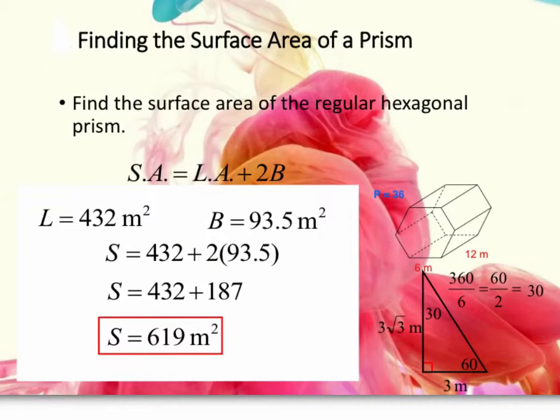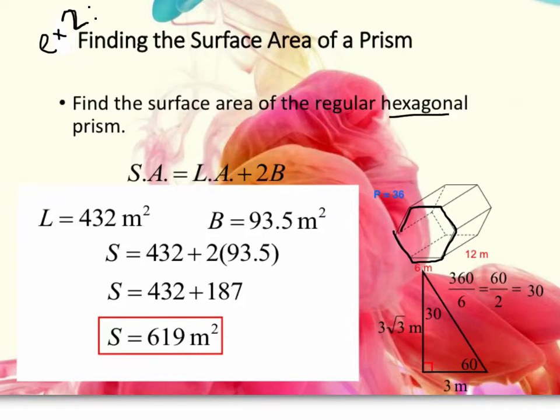Here is example number 2. So we put EX2. We need to find the surface area of this prism. And notice that this has 1, 2, 3, 4, 5, 6 sides. So this is a hexagonal prism.